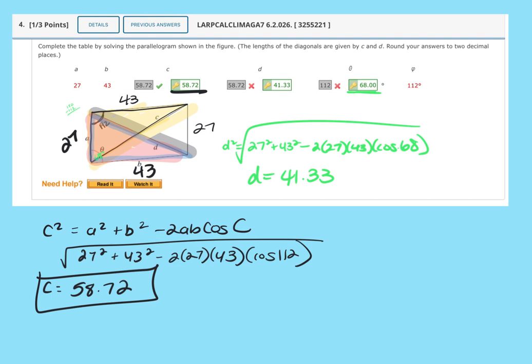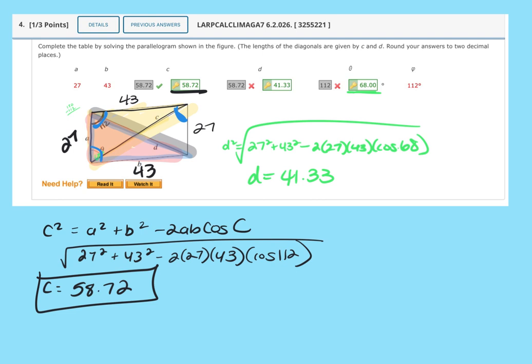Questions on that one? Yeah. How do you know theta was 68 again? Because the consecutive angles, one after the other around a parallelogram, are supplementary. They have to add up to 180. So this one would also be 68.